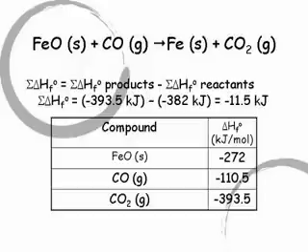We're going to find the heat of reaction by subtracting the sum of the enthalpies of formation of the reactants from the sum of the enthalpies of formation of the products. And when we do that, we get negative 393.5 kilojoules minus negative 382 kilojoules, and that will give us a total of negative 11.5 kilojoules as the heat of reaction. So that's how this problem is done. Again, watch your symbols, and we'll take care of this.